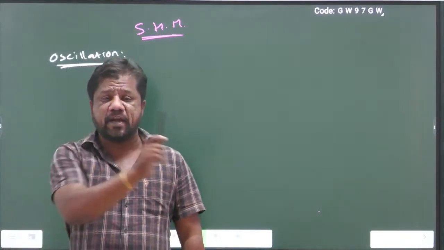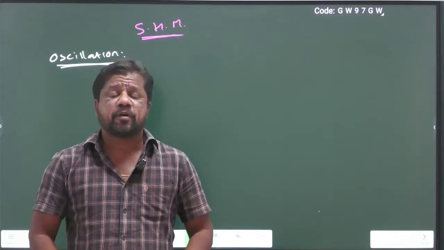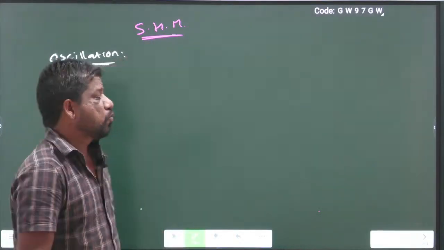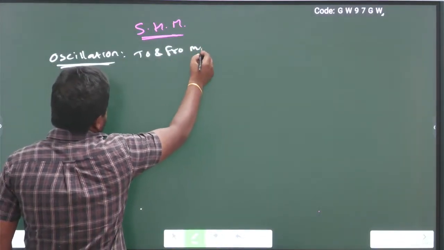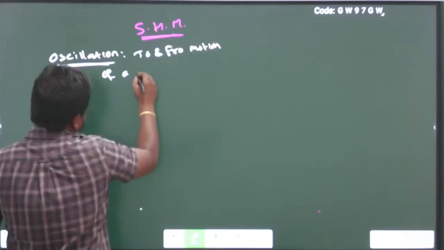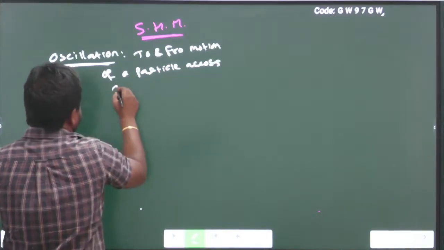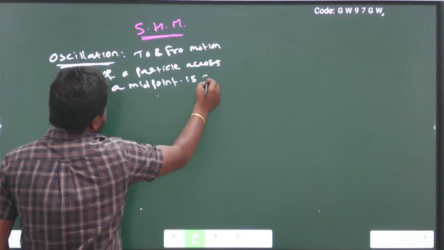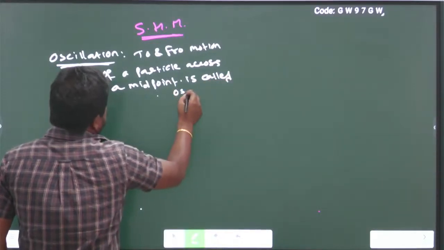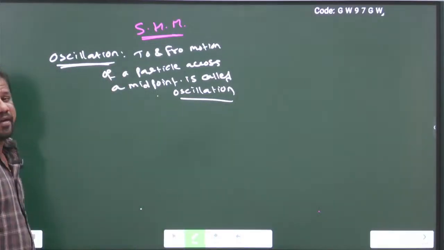Oscillation means what? To and fro motion of a particle is called oscillation. To and fro means back and forth. To and fro motion of a particle across a midpoint is called oscillation.